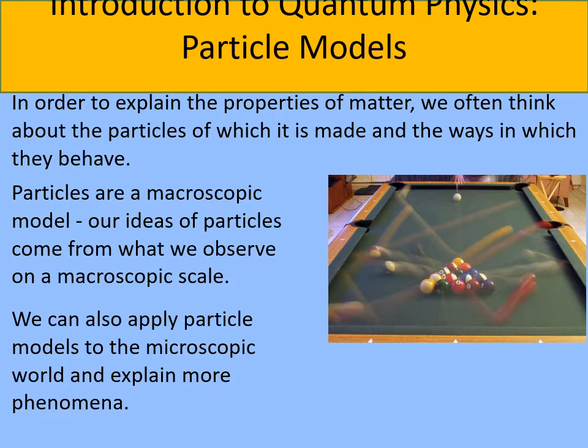We can also apply particle models to the microscopic world and explain more phenomena. So, for example, we can picture gas molecules as small, hard particles rushing around and bouncing haphazardly off each other and the walls of the container. We call this the kinetic model of gas. We can explain macroscopic phenomena of pressure and temperature in terms of masses and speeds of microscopic particles. This is a powerful model used to explain many other aspects of the behavior of gases.